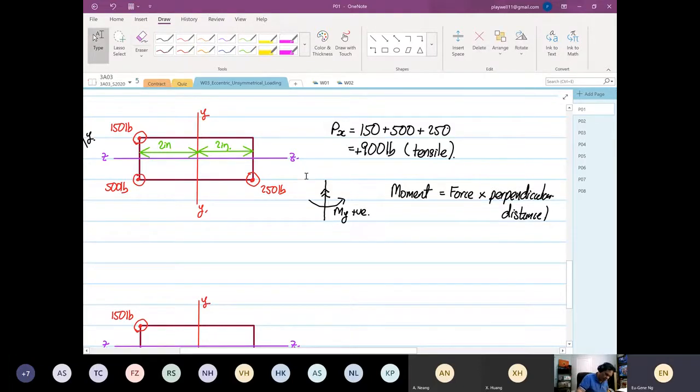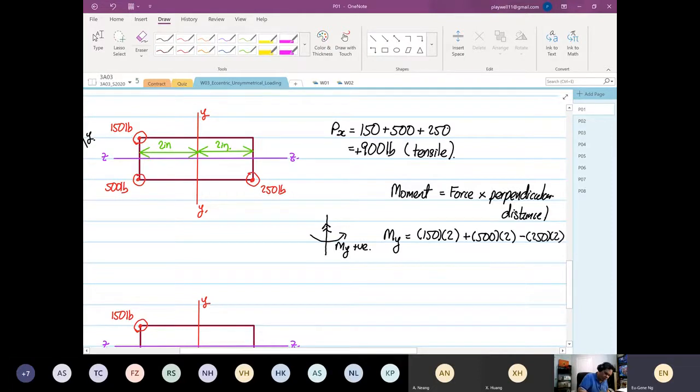So My will be equal to 150 multiplied by 2 inches. This is the 150 force, and it's positive because it's going to generate anti-clockwise rotation, plus 500 multiplied by 2, then minus 250 multiplied by 2. Getting the perpendicular distance right is critical. So this is 300 plus 1000 minus 500, which will be equal to 800 pounds positive.